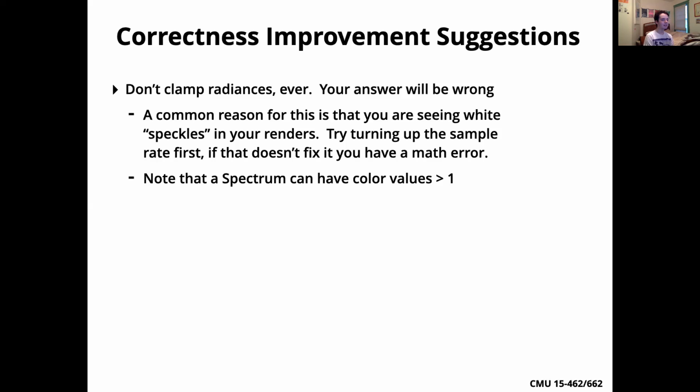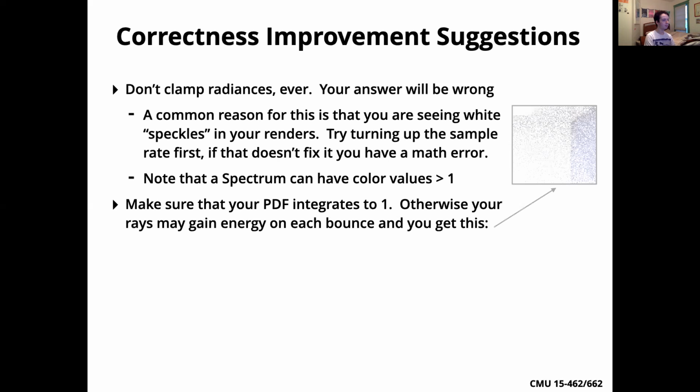So the first thing I would suggest if you see these little speckles, instead of clamping the spectrum somehow, is to try turning up the sample rate. If that doesn't fix it, you probably have some sort of math error. Keep in mind also that a spectrum can have color values that are greater than 1, especially because lights, for example, can have color values with a norm greater than 1. So it's really important that you don't clamp spectrums ever.